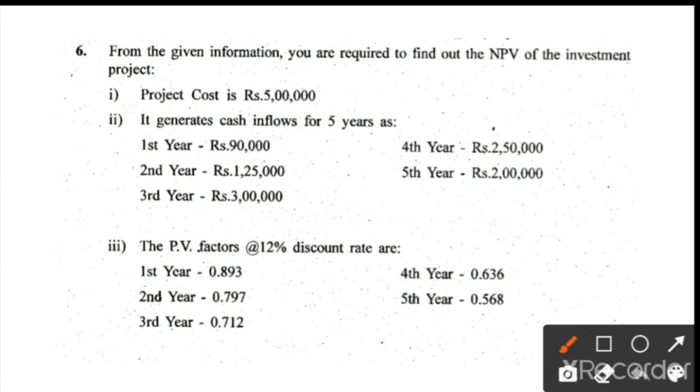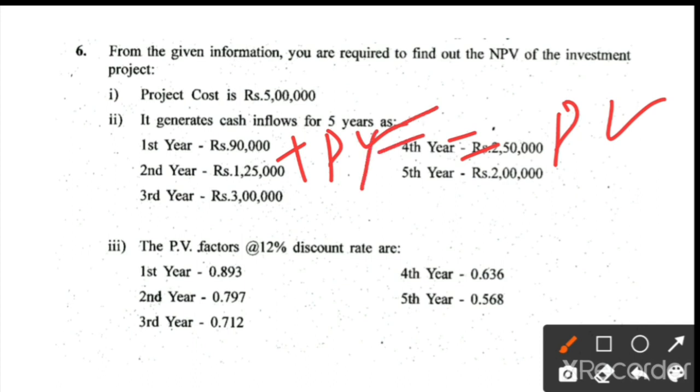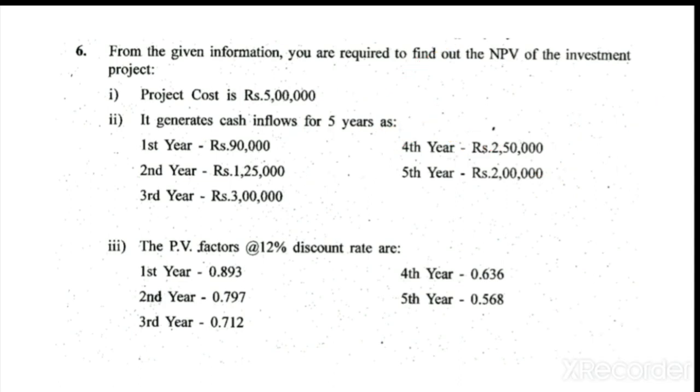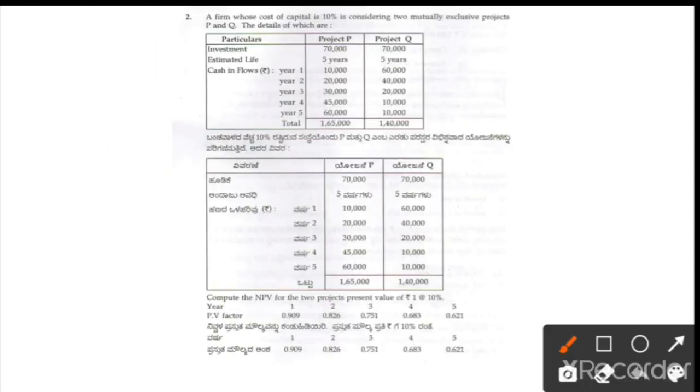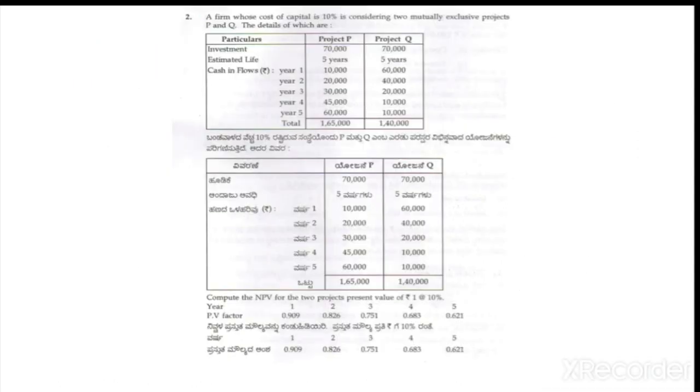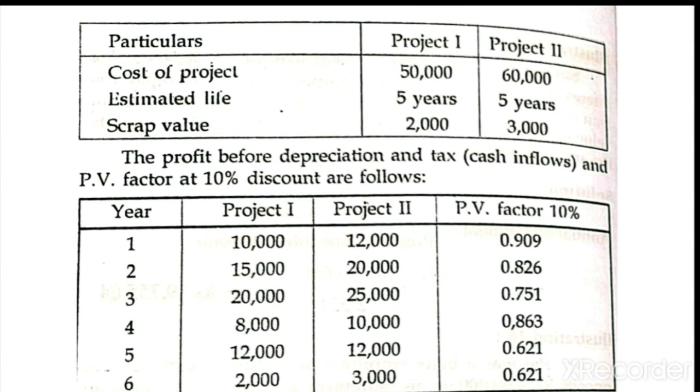So directly you can calculate. How are we going to calculate it? That is cash inflows into PV factor, we will get the present value. After getting the present value, in that total PV minus project cost, we will get the answer. See these two, this is also homework from 2020 and this is also homework from 2019, and the problem already given is also homework. So I think you are clear about it, you have to do it.